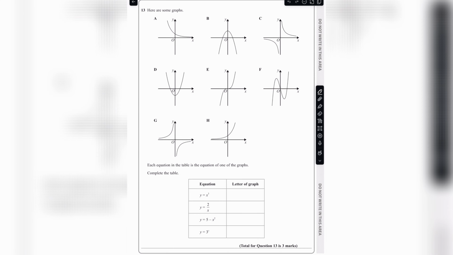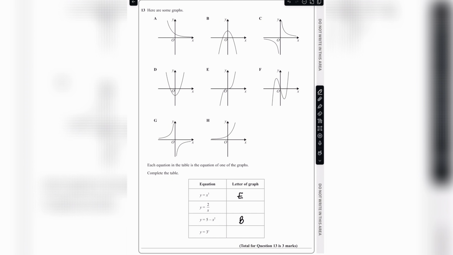Each equation in the table is the equation of one of the graphs. Complete the table. So my advice to all students when working through questions like this is to always start with the equations that you know. So we'll start with y equals 5 minus x squared, which is clearly an inverted U shape. So we know that that's going to be graph B. And for y equals x cubed, that is simply graph E.